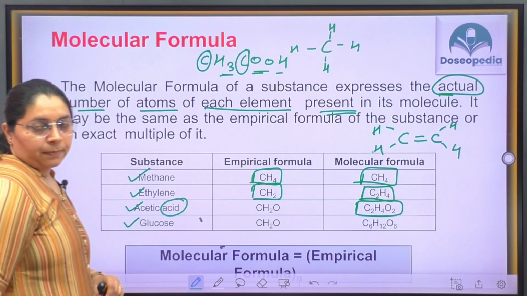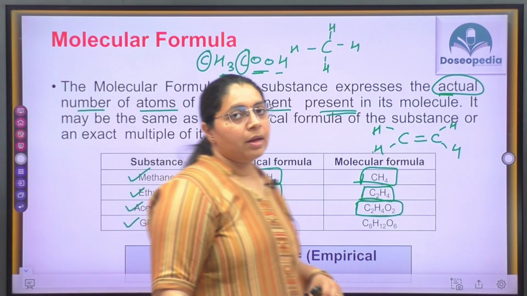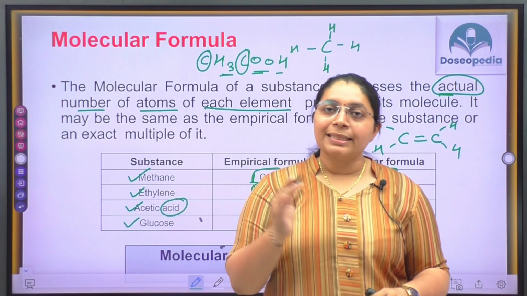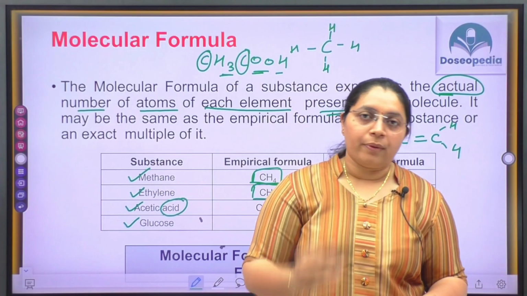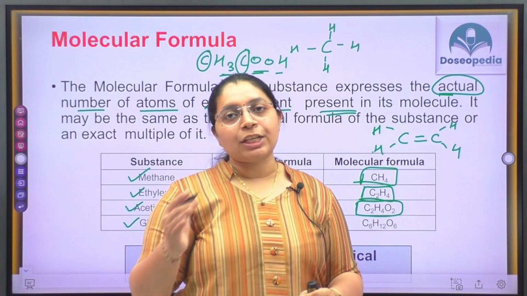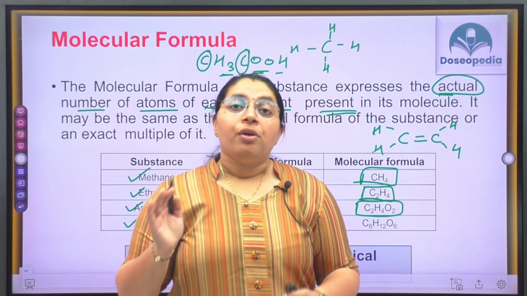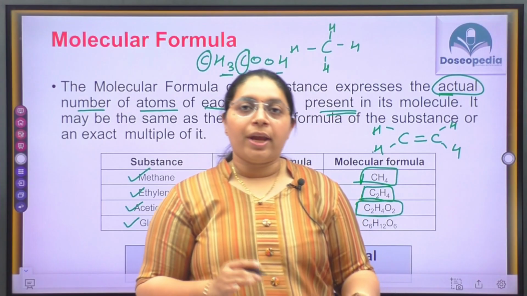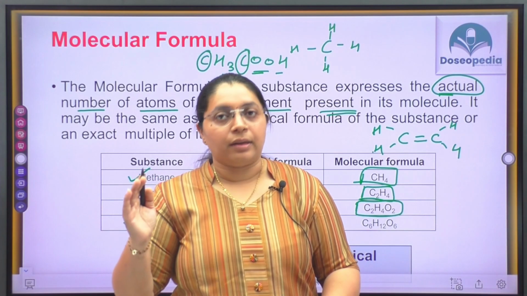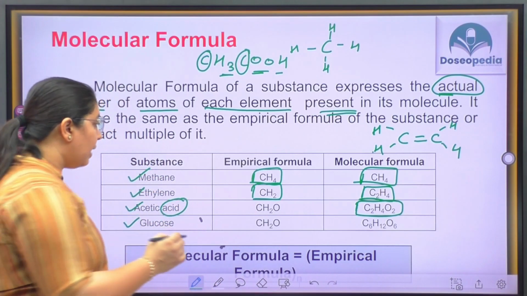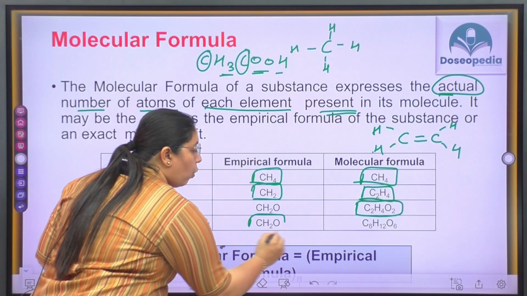Next is glucose. Glucose has the molecular formula C6H12O6. All of you know the molecular formula of glucose, that is C6H12O6. And when we convert it into the percentage ratio, it will be 1:2:1. So again the empirical formula for glucose is CH2O.